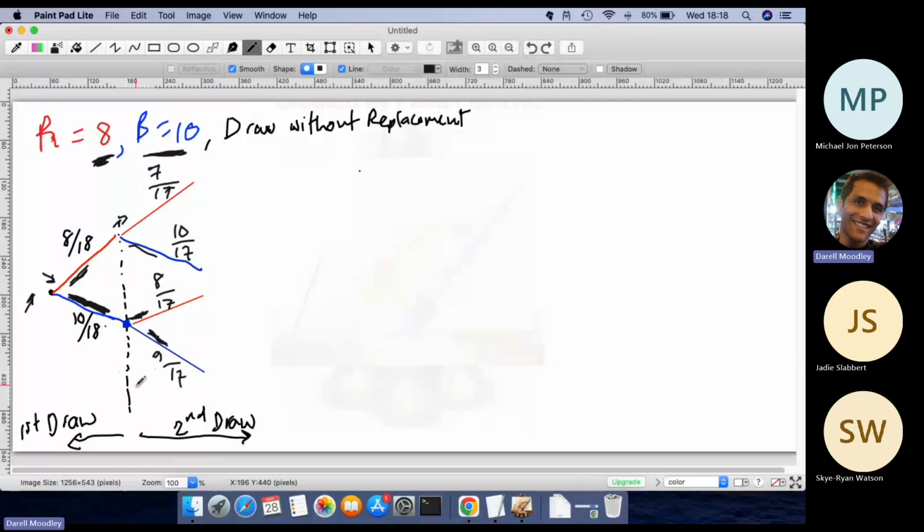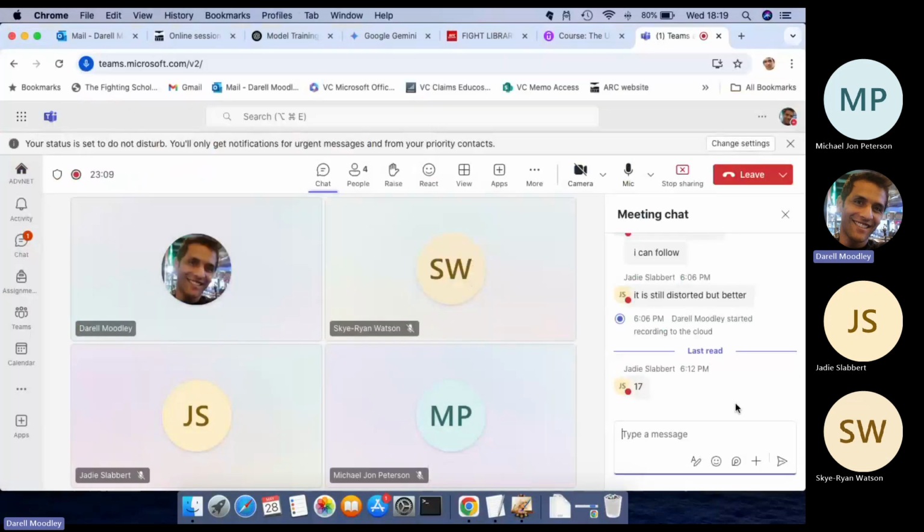Okay, so now you've got all the probabilities you need in the second row. Everyone's good? Any questions? I'm assuming everyone's following. Okay, but just let me know otherwise.